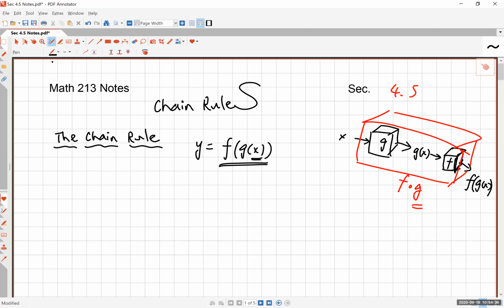By the way, G is often called the inside function because it appears inside, and F is called the outside function. This is the notation that you learned many years ago, probably. Think of this G of X, sometimes it is called U, because we talk about U substitution. If you remember what U substitution is in integration, it's how to deal with a composition where you call the inside function U.